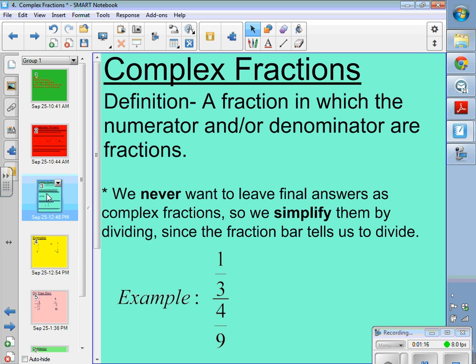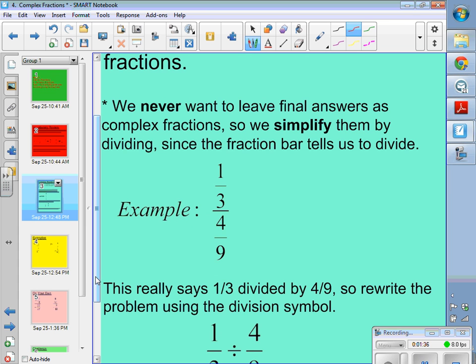Complex fractions, the definition: a fraction in which the numerator and/or denominator are fractions. We never want to leave final answers as complex fractions. So we simplify them by dividing, since the fraction bar tells us to divide. Here is an example. You have 1/3 over 4/9, and this fraction bar here is letting us know that we are going to divide this.